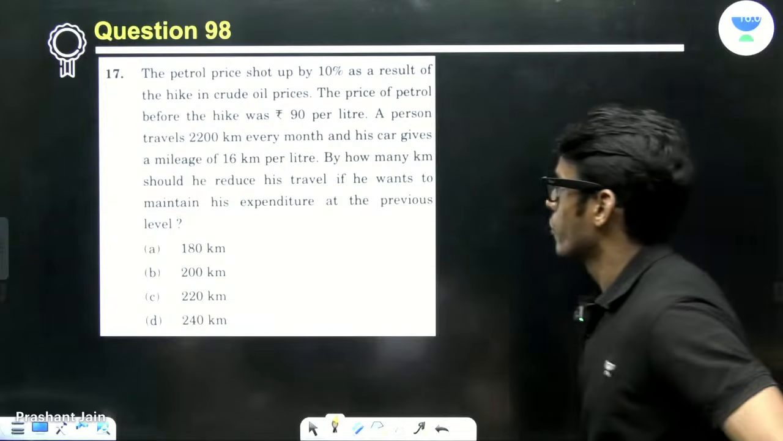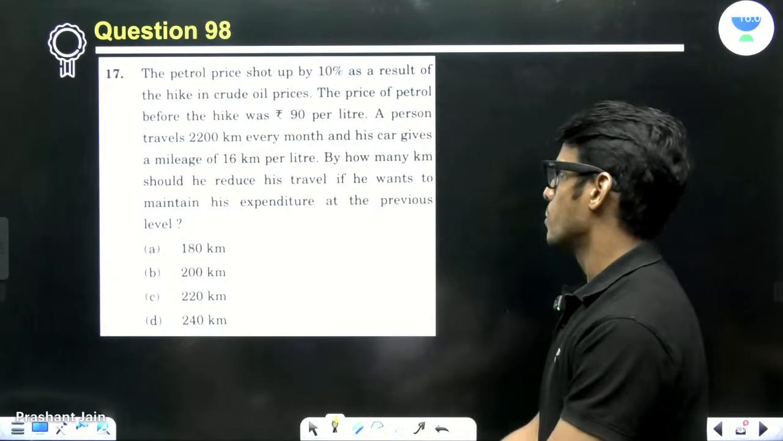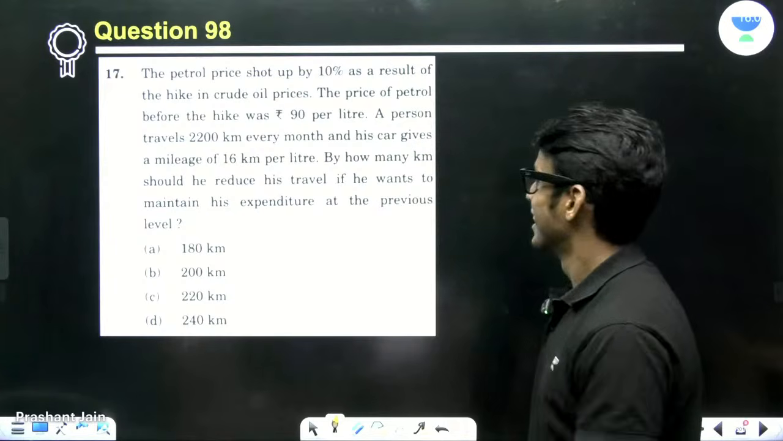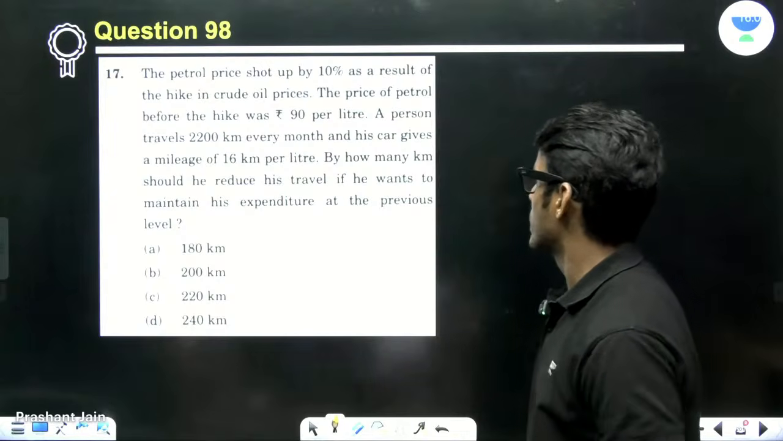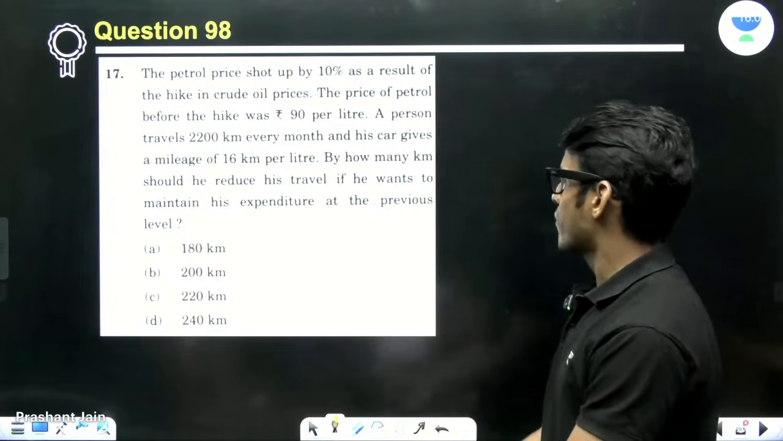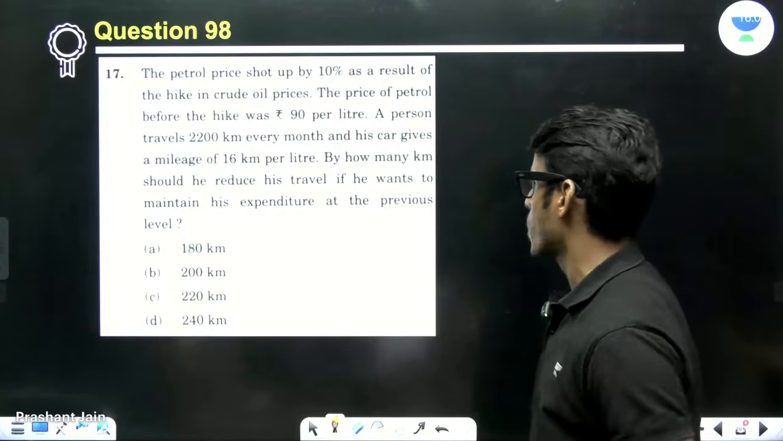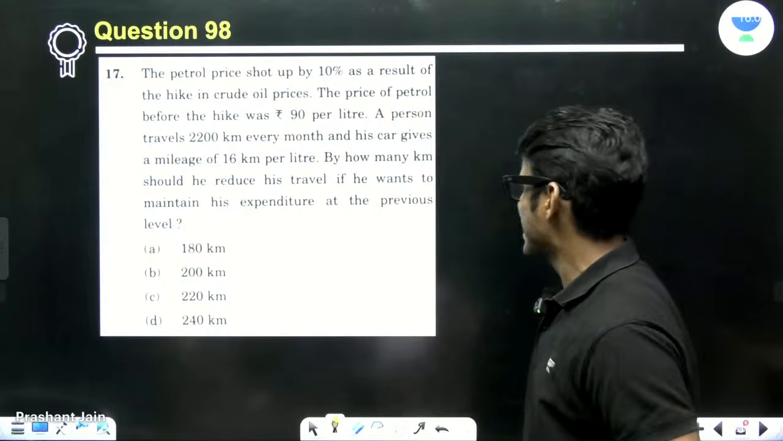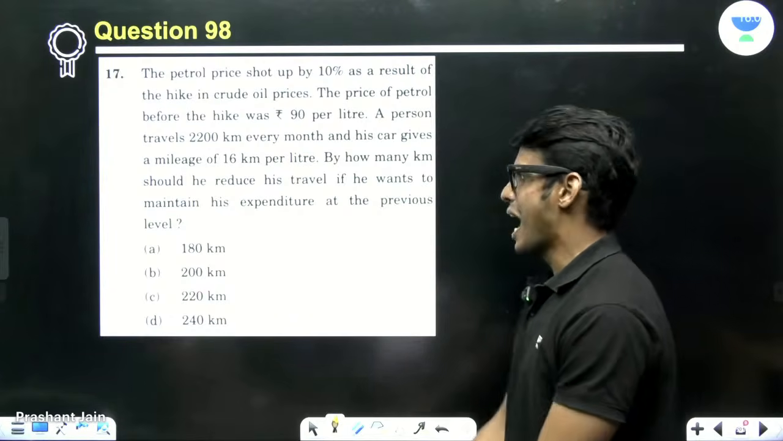3 out of 5 till now. The petrol price shot up by 10% as a result of a hike in crude oil prices. The price of petrol before the hike was 90 rupees per liter. A person travels 2200 kilometers every month and his car gives a mileage of 16 kilometers per liter. By how many kilometers should he reduce his travel if he wants to maintain his expenditure at the previous level?